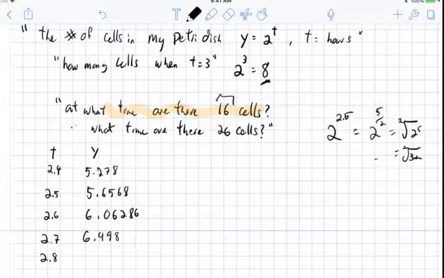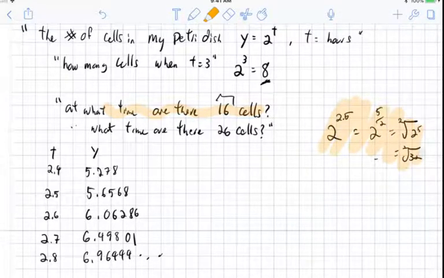Then 2 to the power 2.8 is equal to 6.96444, and so on. So they would make these huge tables, and these tables would help you calculate weird intermediate values that weren't easy to calculate. This table here represents 2 to the t.